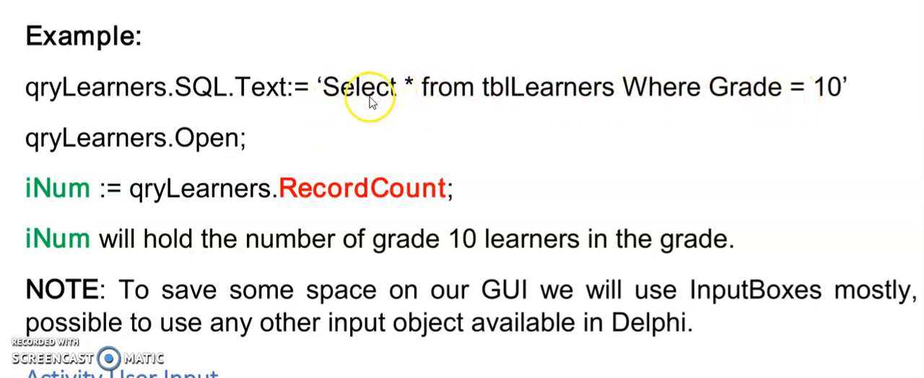It's important to first run a SELECT before you use your RecordCount. So for this RecordCount here, note I'm using queryLearners, which is the query that I've used there. I'm using queryLearners.RecordCount, and that will hold the number of grade 10 learners in my table. RecordCount returns an integer data type. So I am going to declare a local integer variable, iNum, and I'm going to store the number of grade 10 learners in iNum, which I can use further in my program.